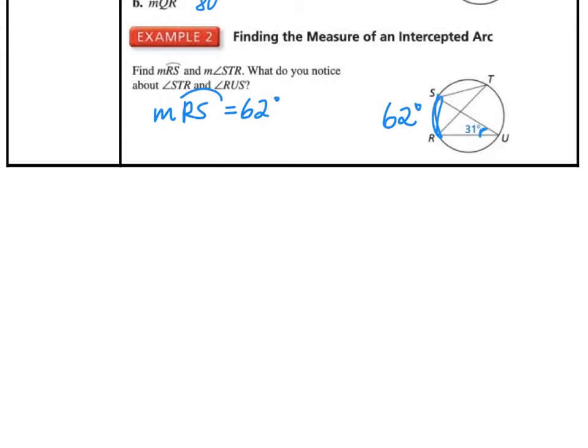It also asks you for the angle measure of STR. So that would be this one. What arc does STR intercept? RS, the same one. So what is the measure of STR going to be? 31 degrees. It's going to be the same thing because it intercepts the same arc. So that's what the theorem on the very back says.